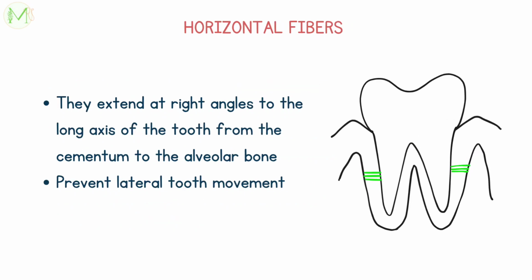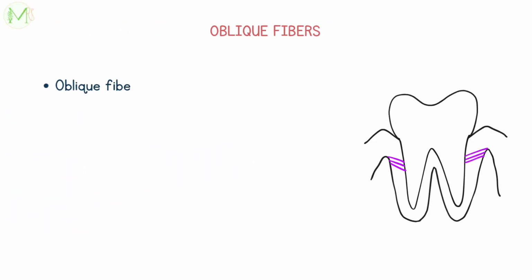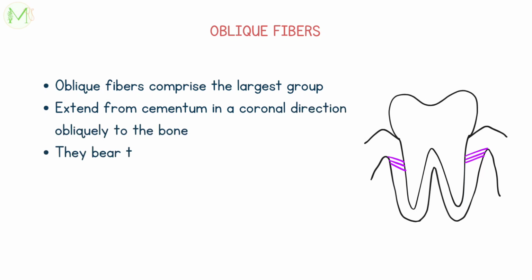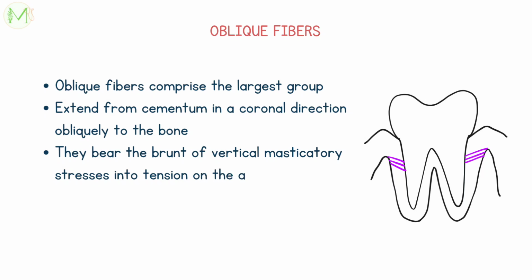The third type of fiber is horizontal fibers. These fibers extend at right angles to the long axis of the tooth from the cementum to the alveolar bone. They prevent lateral tooth movement. The next type is oblique fibers. Oblique fibers are the largest group in the periodontal ligament. They extend from the cementum in a coronal direction obliquely to the bone. They bear the brunt of vertical masticatory stresses and transform such stresses into tension on the alveolar bone.